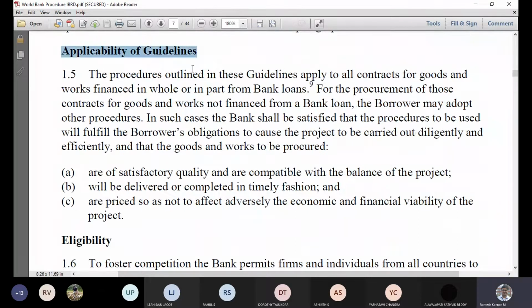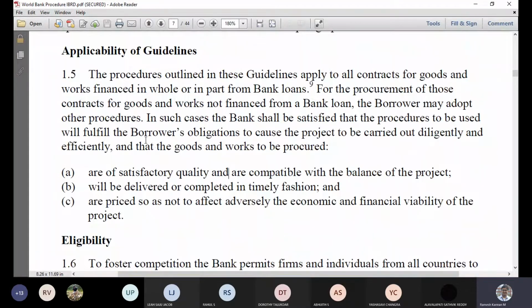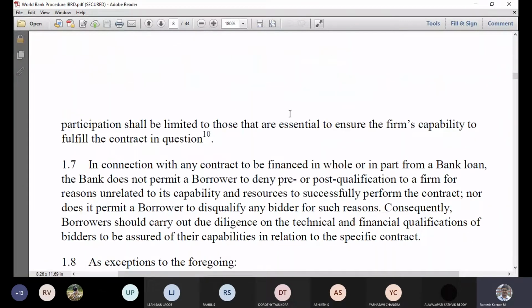And applicability of guidelines: the goods should be of satisfactory quality and compatible with the balance of the project, and they will be delivered or completed in a timely fashion. So they'll check all these things before the loan gets sanctioned. And eligibility is all countries legally active and the companies legally registered or something.